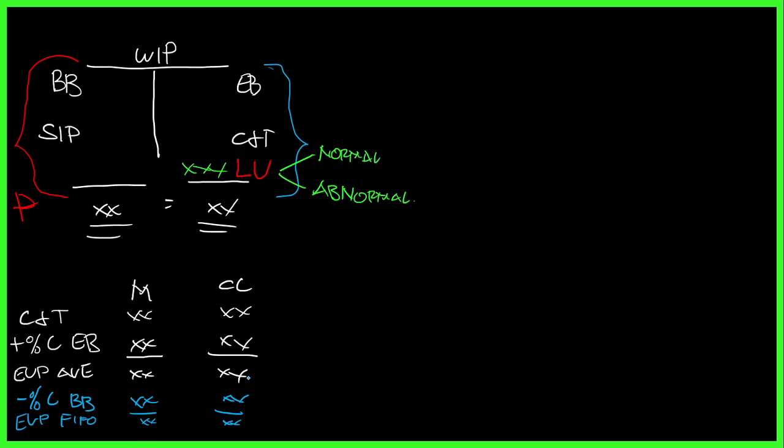This is when there are no lost units. How about when there are lost units? It's still the same. Here you have your materials and your conversion cost. You start with your completed and transferred units. Sir, where do I get that? Go to the T accounts. Then we add the percentage of completion of the ending balance.